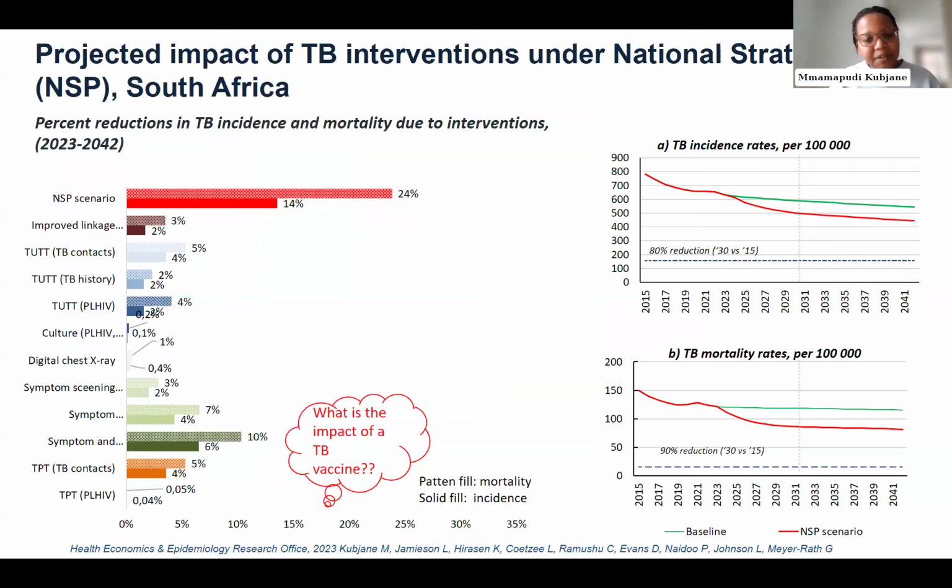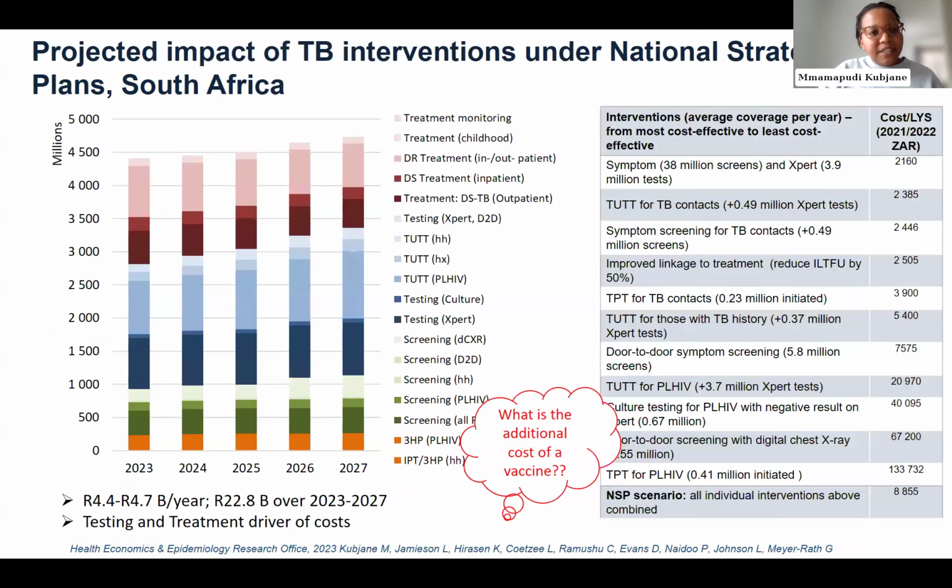Using the model, we're able to project the impact it would have over a certain period, and also see how well we would be doing in terms of meeting the targets. And as you can see with what we have, we are very far from reaching the 2030 or 2035 targets with the current interventions. And we can also estimate the total budget over the period that the government or the National TB Program is requiring us to estimate.